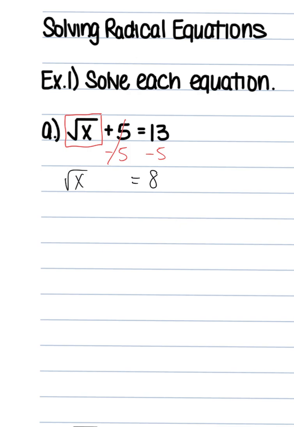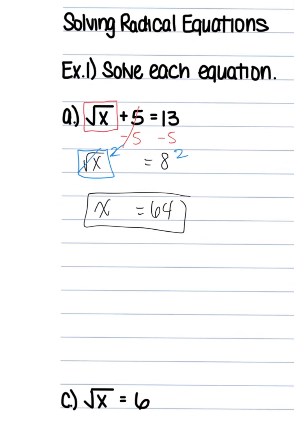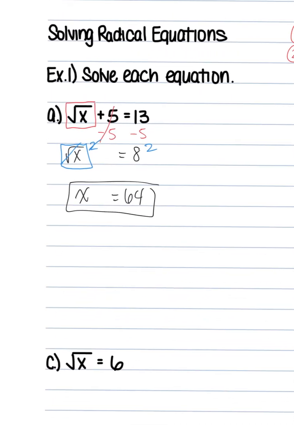From here, once we've isolated the guy that we wanted to, we just square both sides. The square root and the squared will cancel. You'll be left with x on the left equals 8 squared, which is 64. So your answer is x equals 64. These are pretty simple in the beginning, okay? They get a little bit more complicated, but this is essentially all we're doing.